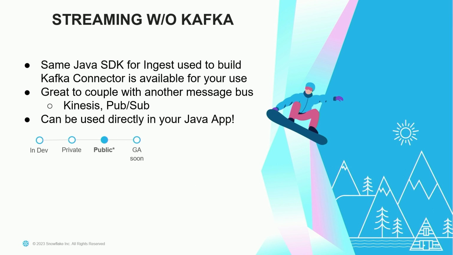So we have an SDK. The SDK we use for the Kafka connector, you can use yourself in Java, and you can do the exact same code we're doing. What's really nice about this, you can bolt this into any system you have. So if you're using Kinesis or Google PubSub, or your application may already have a spot where you're already writing these files out and you're already doing these copy statements, you can plug our SDK in at that point and then start sending the data directly into Snowflake.